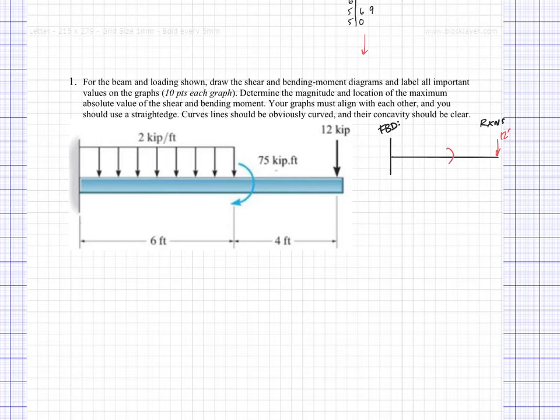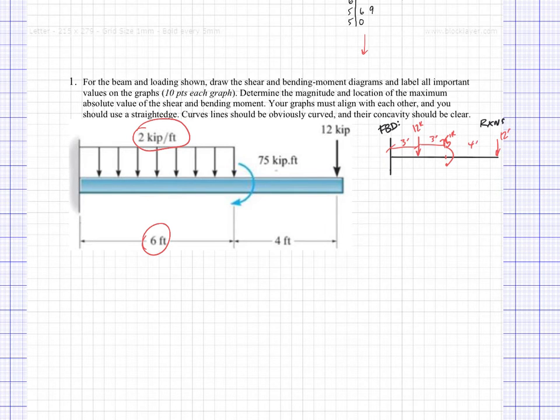I've got a moment right here of 75 foot kips. And then I've got this downward force, which, you know what, I don't even want to deal with, because as far as the global free body diagram, that's not really what's going on. How I'm going to represent it on this graph is I've got 2 kips per foot over 6 feet, so that's 12 kips total. And in the global sense, it's 12 kips acting at the centroid. So this is 3 feet and 3 feet of that rectangle, right?